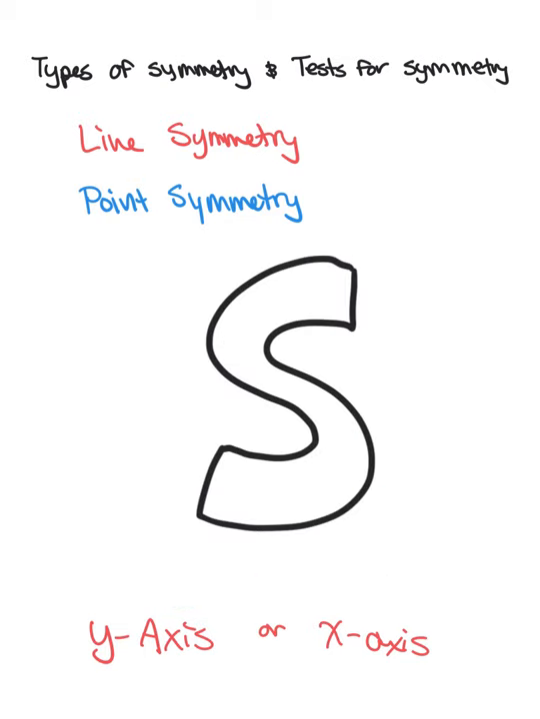So point symmetry is something that if I rotate an object, usually about a point, and our point's going to be usually the origin, 180 degrees, then our object remains unchanged. So if I rotate this S 180 degrees, it would lie on top of itself. It would be symmetrical at that point. Letters like Z would also be symmetrical at about 180 degrees, but usually point symmetry is going to be about the origin.